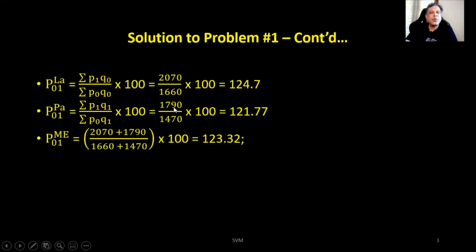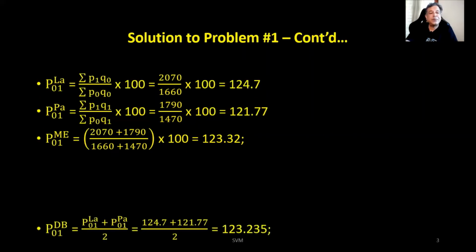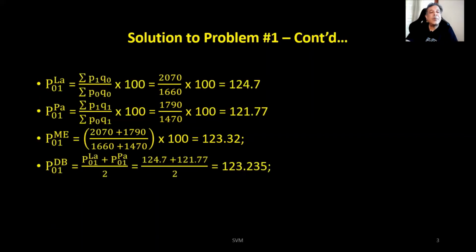Then comes Marshall-Edgeworth, adding the numerators of Laspeyres and Paasche. So 2070 plus 1790 is added in the numerator, and 1610 plus 1470 is added in the denominator, and then multiplying it by 100 to get 123.32 for Marshall-Edgeworth.